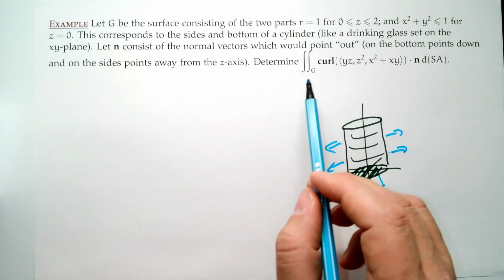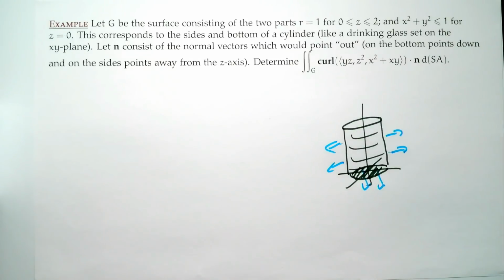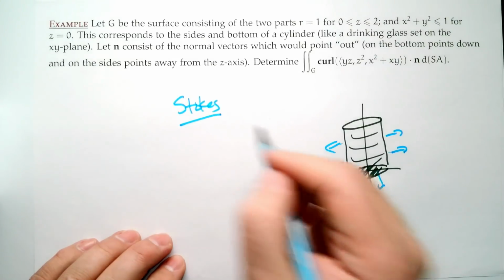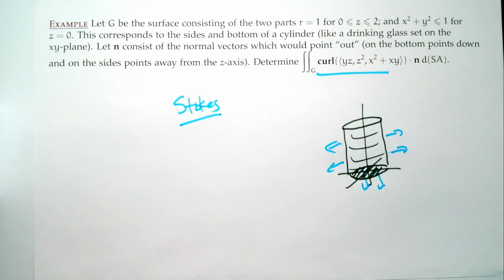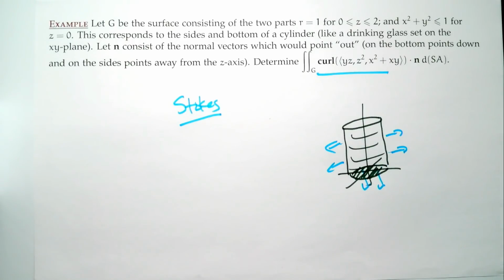Determine the integral on this surface G of curl of something dot n dS. Well, what problem is this? What kind of problem? Stokes problem. What gives away that it's Stokes? The curl. You see a curl, it's a Stokes problem. All right. So we're doing a Stokes problem. Now we have two choices. Well, we have three choices. Actually do this. That's the wrong choice. So we're not going to do it.